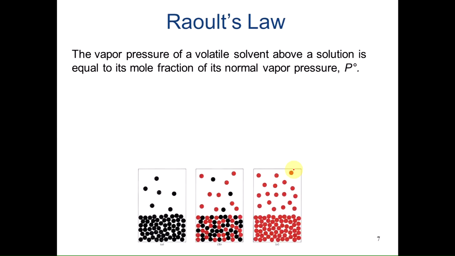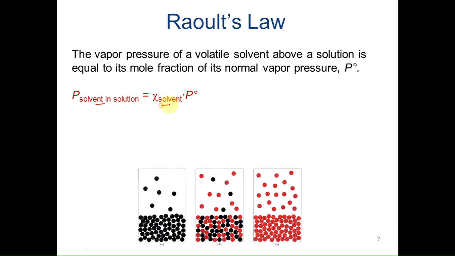In Raoult's law, basically it says that the vapor pressure of a volatile solvent above a solution is equal to its mole fraction times its normal vapor pressure. So if we were to express this mathematically, we have the pressure of the solvent in solution.